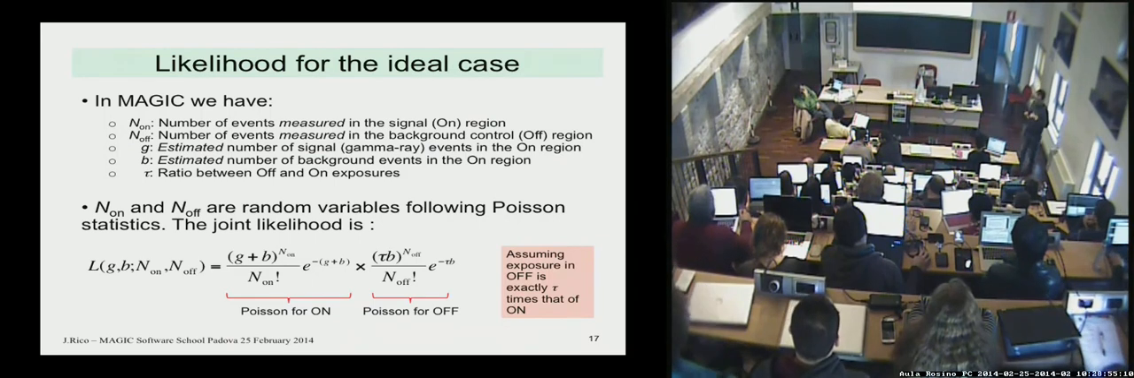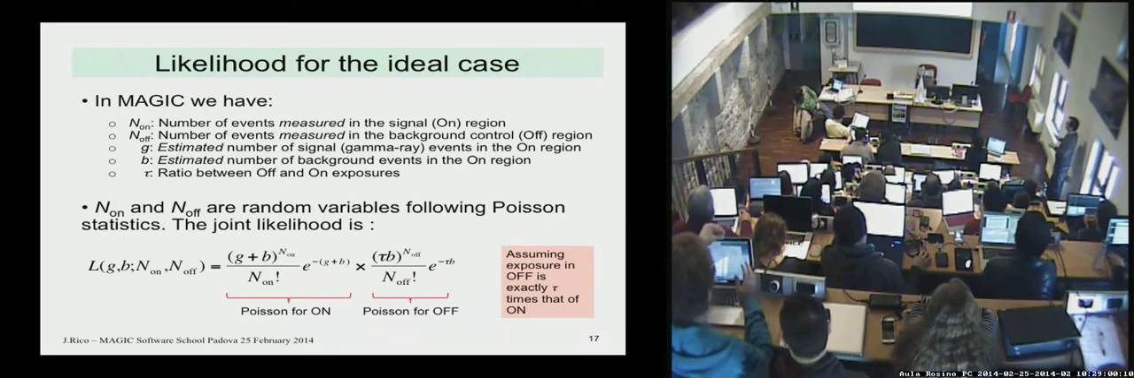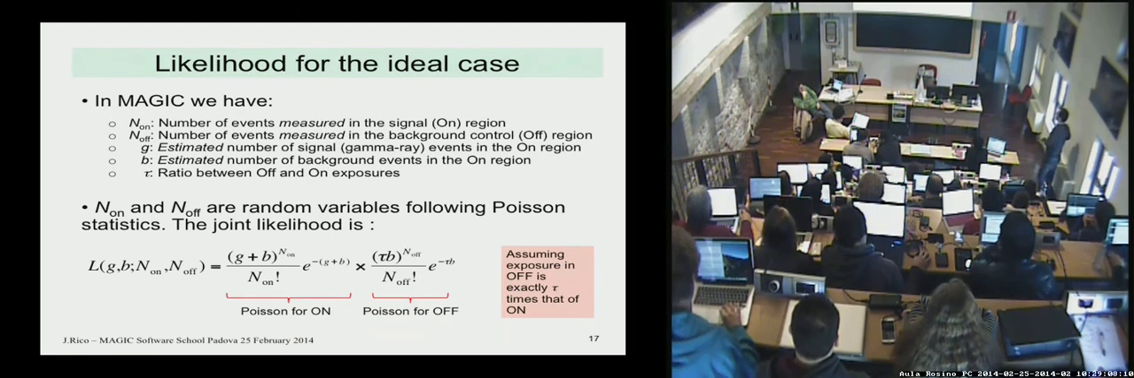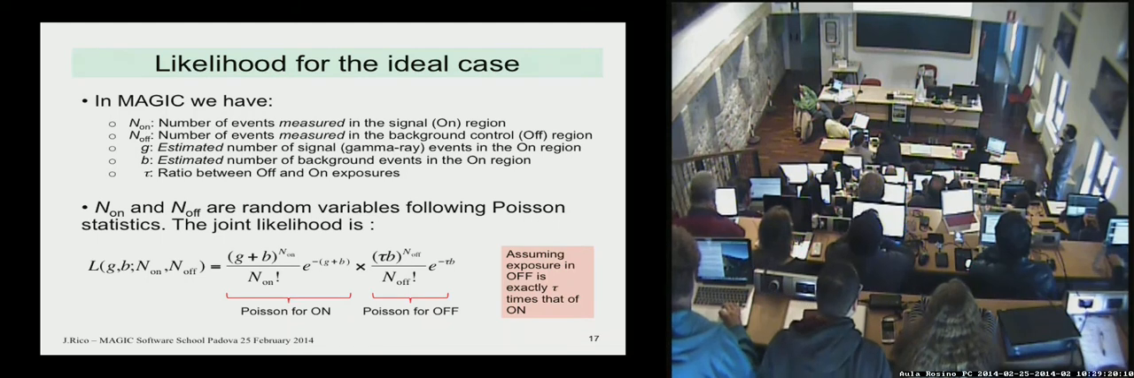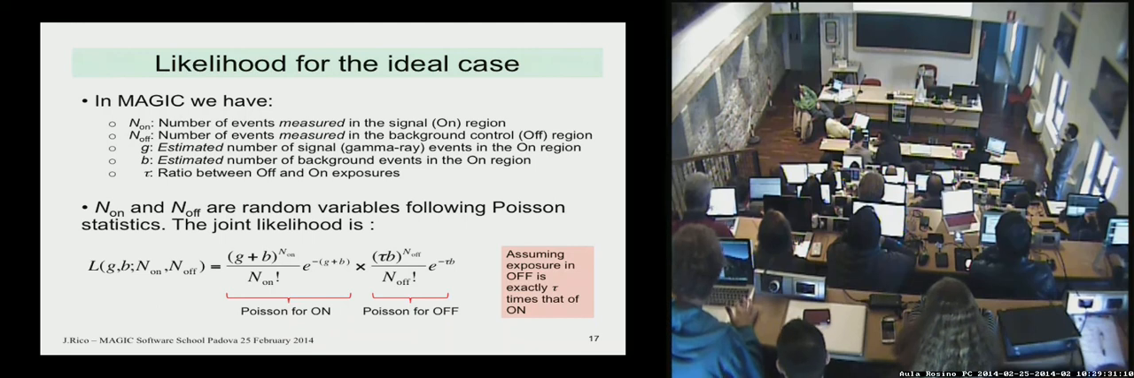So first, what is the likelihood at work in MAGIC? I'm talking about the basic analysis, when we want to see in our theta square plot whether we have a significant signal or not. The relevant variables here are N on, which is the number of events measured in the signal region. This is an integer number and a random number. N off is the same for the off region. Let me call G the estimated number of signal events, in this case gamma ray events, in the on region. This is an unknown.